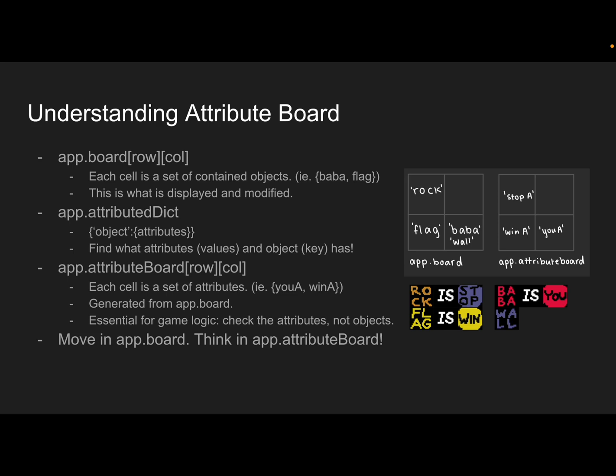App.attributeBoard is essential for game logic, where we check the attributes and not the objects. Here, each cell is a set of attributes. For example, you and win are in one cell. This is generated from app.board. Essentially, we move in app.board and we think in app.attributeBoard. The example is shown on the right.